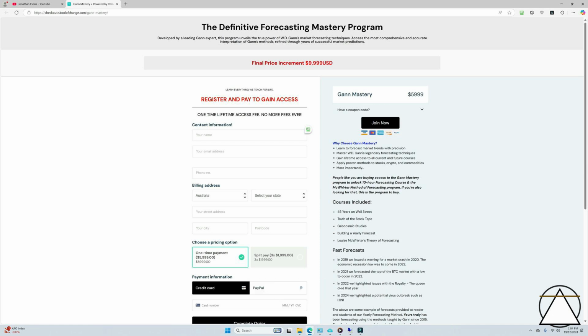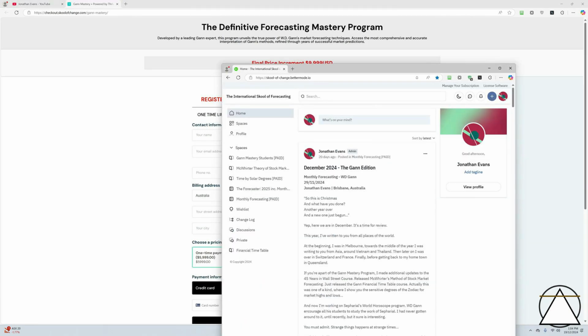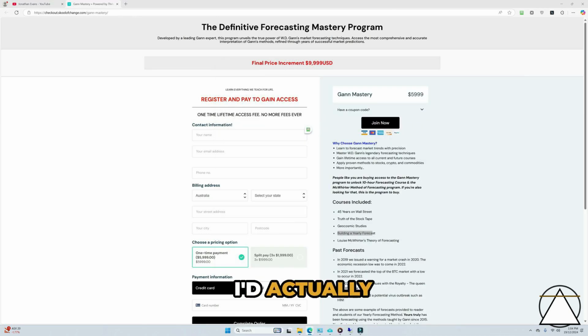So some of the courses that are included are the 45 Years on Wall Street, Truth of the Stock Tape, and we've got Geocosmic Studies, which includes our Time by Solar Degrees, Building a Yearly Forecast. So what you saw before, where I showed you the yearly forecast on the other page, let me just bring it back over. What I showed you here, where I built the actual yearly forecast and I showed you the curve, well, I actually recorded that in full back in 2023.